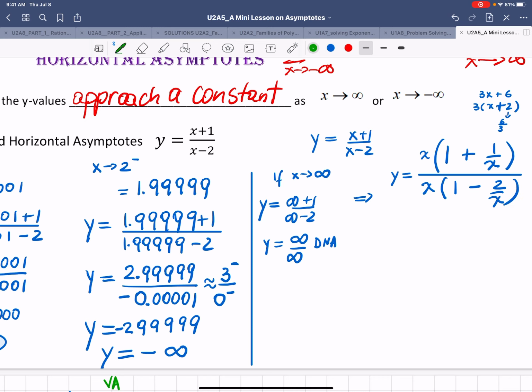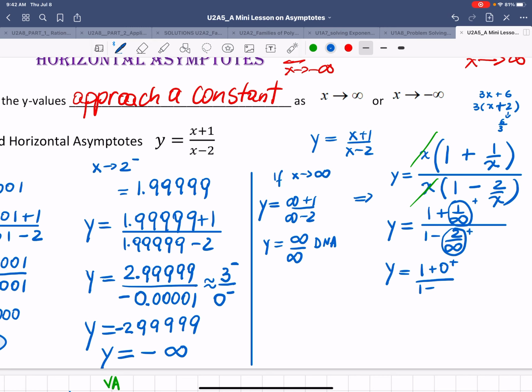And now we can simplify x. X was the culprit that brought the infinity in both numerator and denominator. So let's see what our expression becomes. Let's substitute x by infinity. So this will be 1 plus 1 divided by infinity over 1 minus 2 divided by infinity. So 1 over infinity will be a 0 plus.